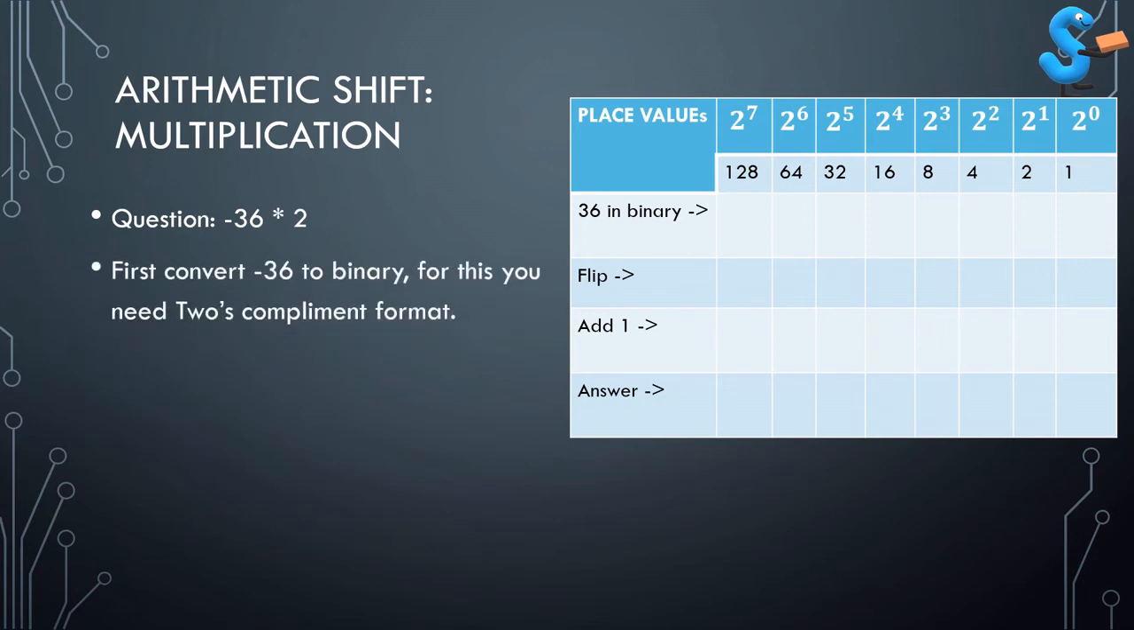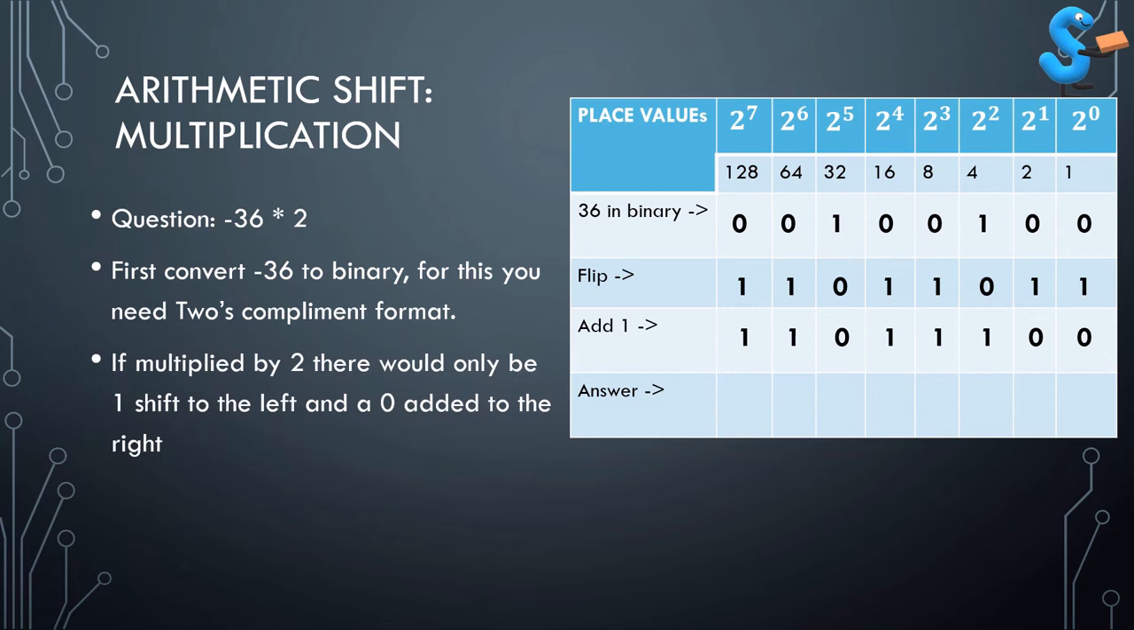The first thing you need to do is convert negative 36 to binary. For this, you need 2's complement. So you do 36 in binary, flip, and add 1, and that is negative 36. If multiplied by 2, then there would be only one shift to the left, and you would add a 0 to the right. So since it's multiplied by 2, you'll move this over here, and you will replace this empty space after shifting with a 0. So this is what it'll look like.